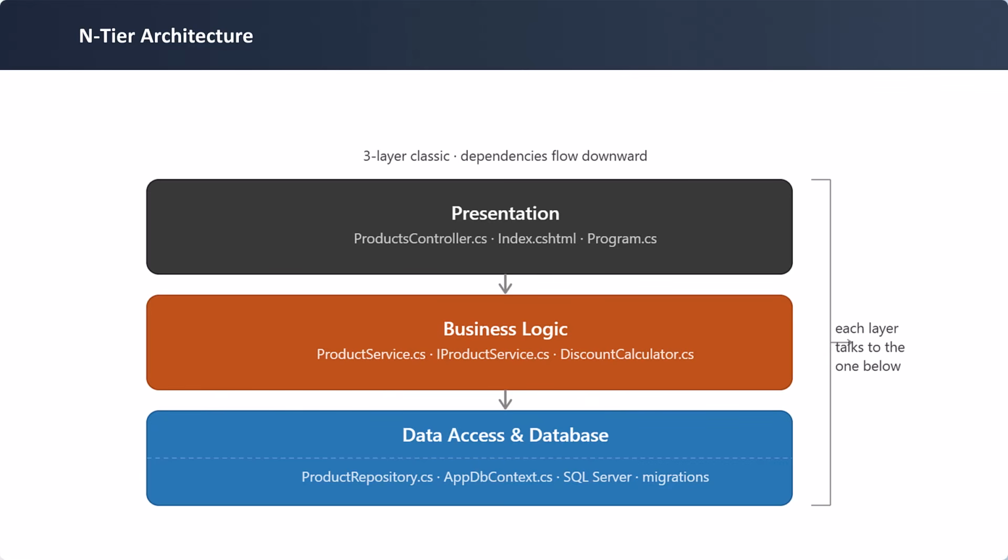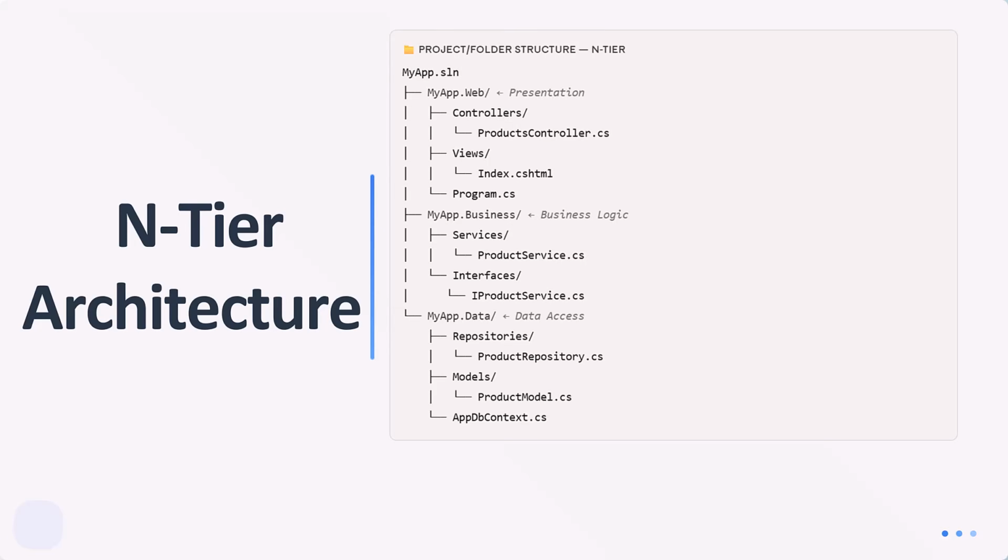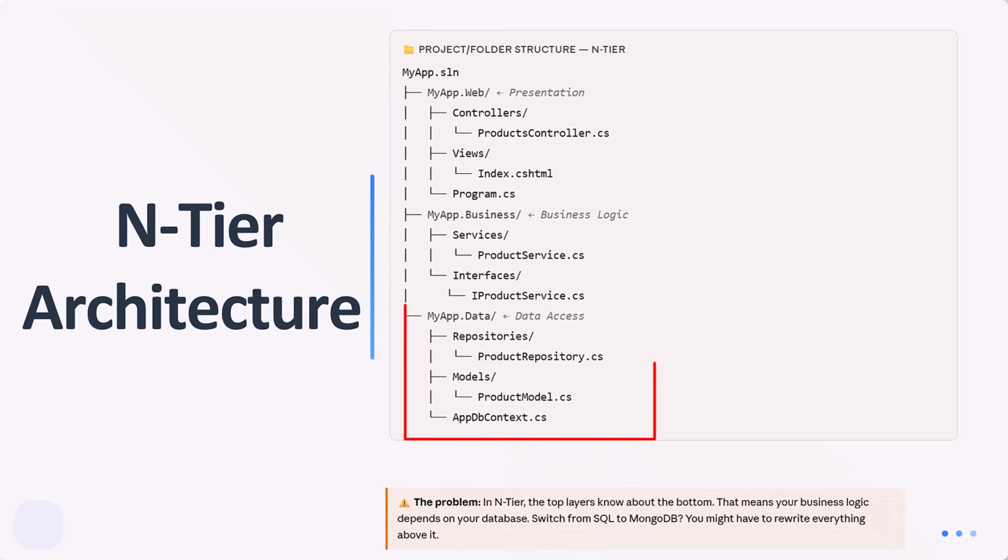For this example, we will consider the simple 3-tier architecture, and I have a sample solution right here. You can see the application here has 3 projects. It has my app.web project for the presentation layer. That's where your controllers and views live. Then we have my app.business layer for all the services and business rules. And my app.data layer for repositories and database context.